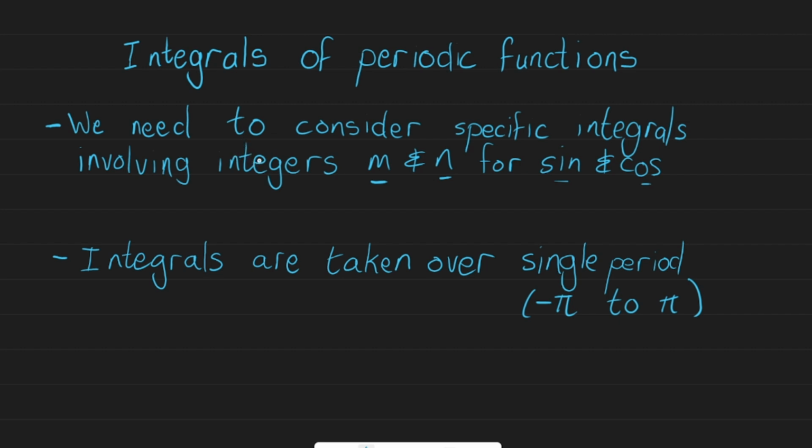Specifically, we're going to write integrals for sine and cos, and they're going to contain integers m and n. And we're going to write these integrals over a single period. And what we have chosen as the boundaries is minus pi and pi. So the question is, why are we going to do this? Well, we need to do this because we get some important results that we need to use when we actually write out the Fourier series for different functions.